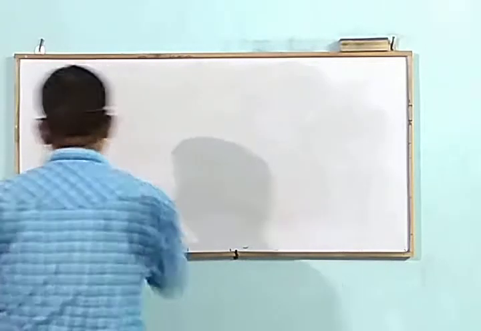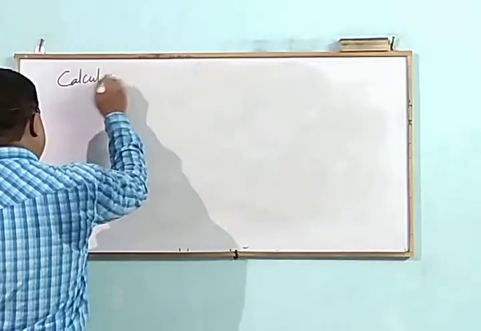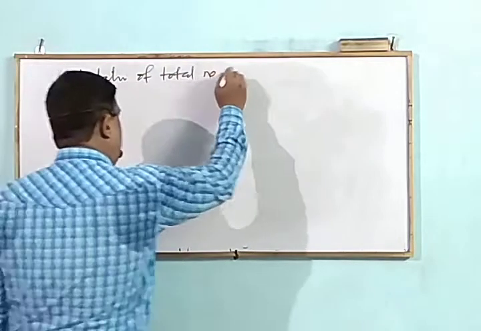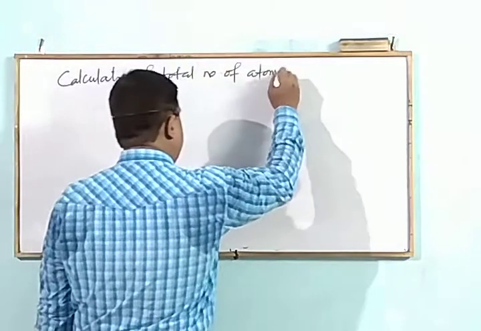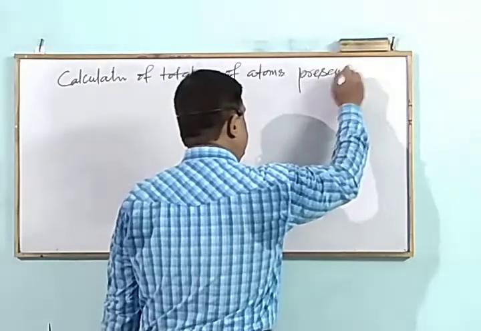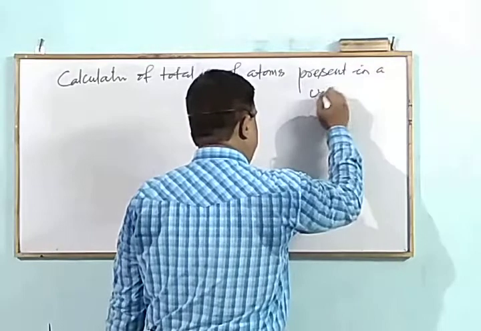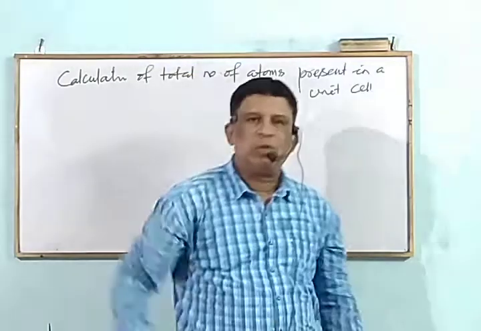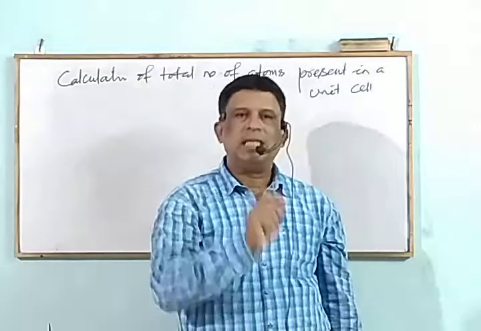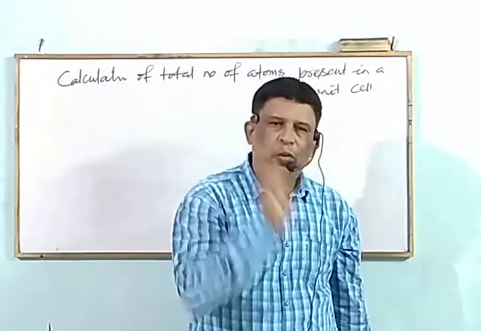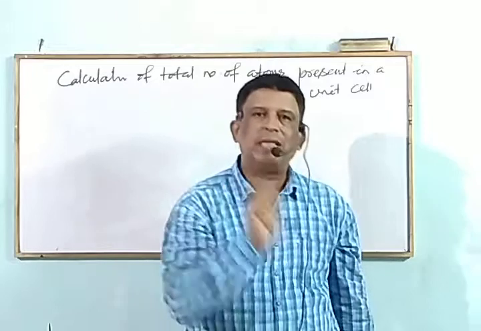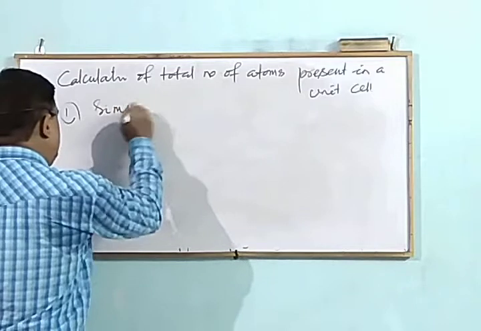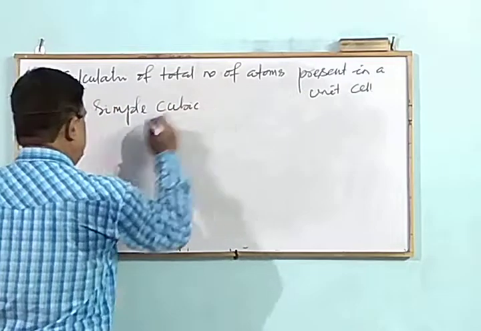Next, calculation of total number of atoms present in a unit cell. For this, we have to select 3 different types. One is a simple cubic, one is a body centered cubic, one is a face centered cubic. First one, discuss simple cubic crystal.